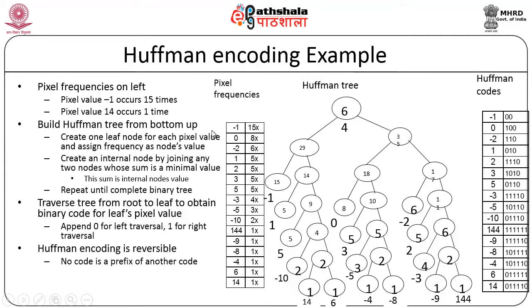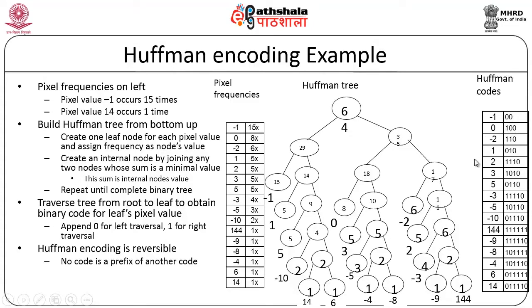So, this value has to be represented with a very small number of bits. Just see that -1 is represented with only 2 bits. When you are looking at 144, which appears only one time, it has been coded into the maximum number of bits, maybe 6 bits. So, when you are looking at the frequencies, if the frequency is low, it will be represented with more bits. If the frequency is high, it will be represented with the minimum number of bits.